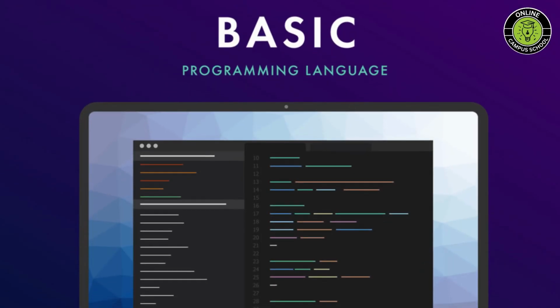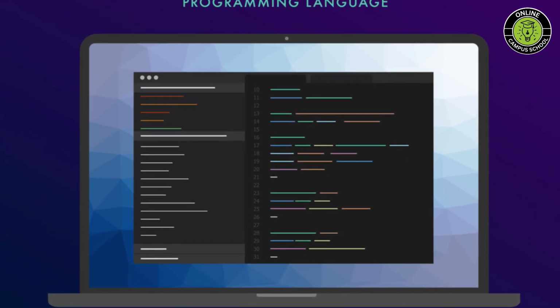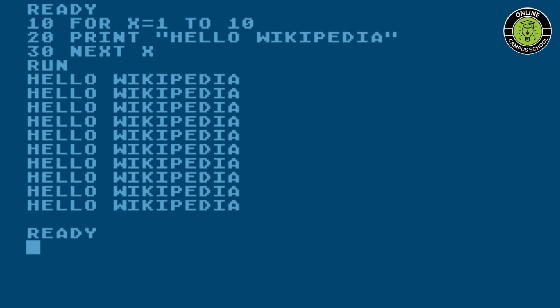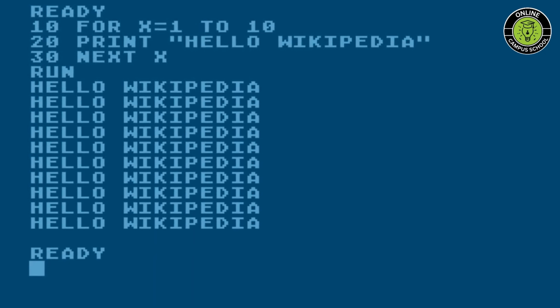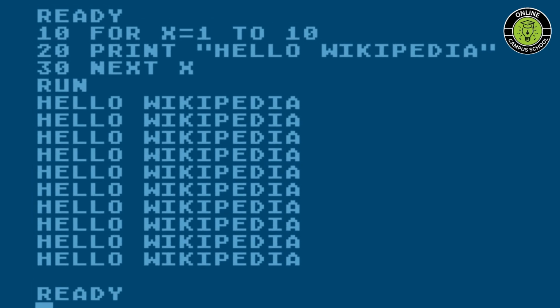9. BASIC. The beginner's all-purpose symbolic instruction code, or BASIC, was popular on microcomputers in the 1980s. It was widely used for educational purposes and simple application development.